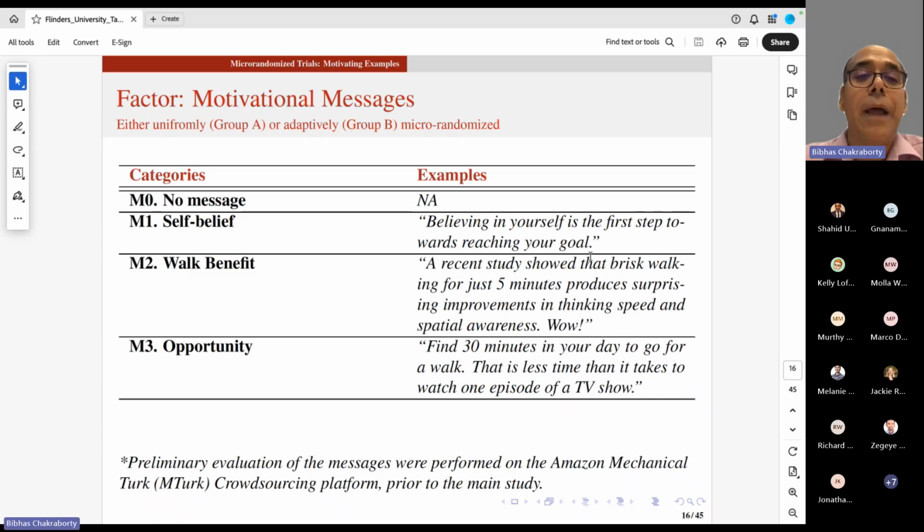And of course, some of you have some psychology kind of background, you know the impact of self-belief and self-efficacy in these kind of interventions. So those messages specifically target those aspects of human behavior. And the message bank was tested out before on the Amazon Mechanical Turk crowdsourcing platform prior to the main clinical study.